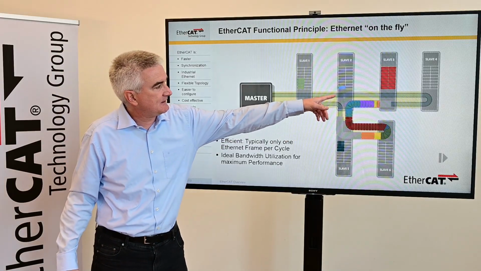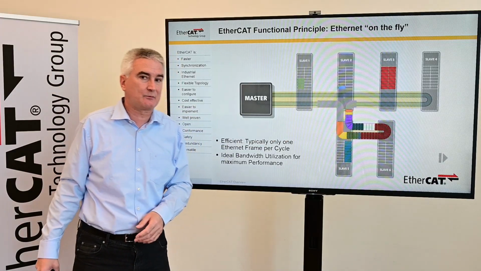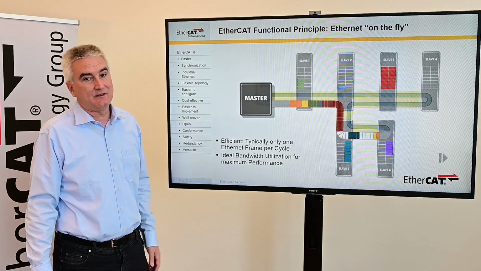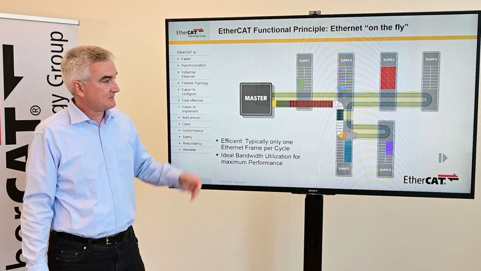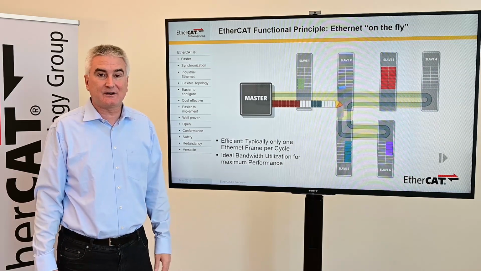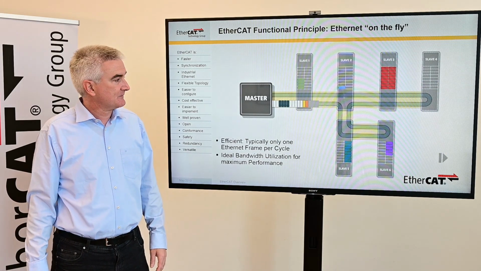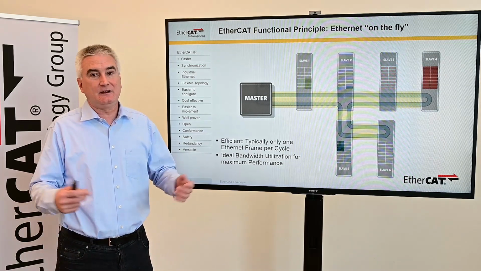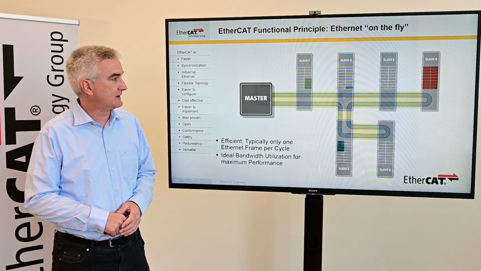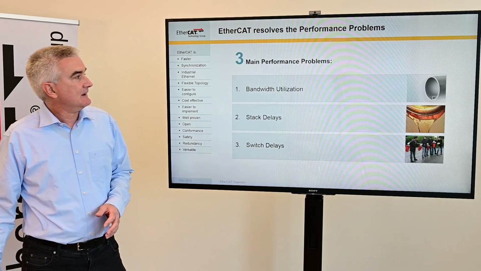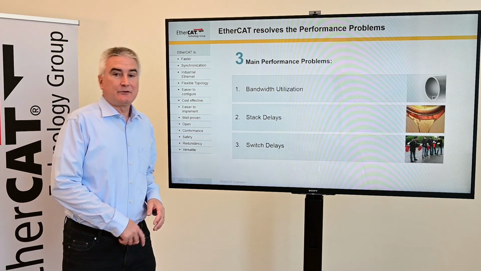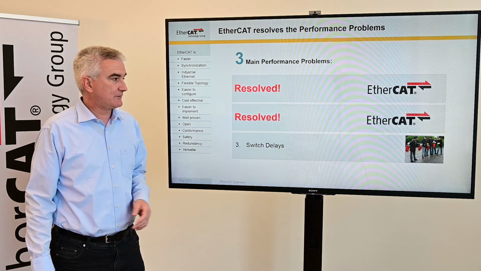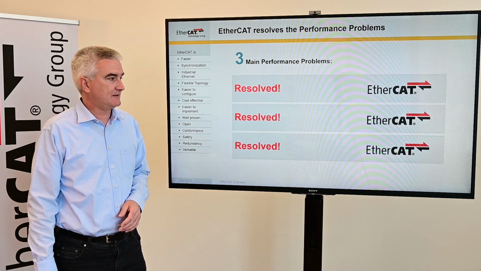You can also tell that this device has three ports, so it provides for a dropline connection right away. And you can tell the master is not very busy. It has to handle one frame per cycle, not hundreds of frames. This means we don't need a coprocessor in the master at all. Just an Ethernet port is fine, the rest is software. So we overcome the bandwidth utilization problem. We have little or no stack delays, and we don't have switches, so we don't have switch delays either.